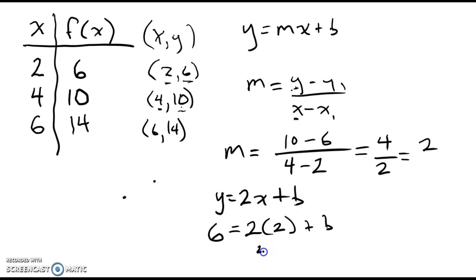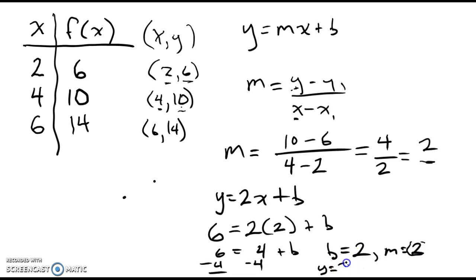2 times 2 is 4, and we have 6 is equal to 4 plus b. I'm going to subtract 4 on both sides. And we wind up finding out that b is 2. Okay, we have our m, which we figured out up here, which is also 2. And now we can rewrite our equation. y is equal to our slope, 2x, plus our y-intercept, which is 2.